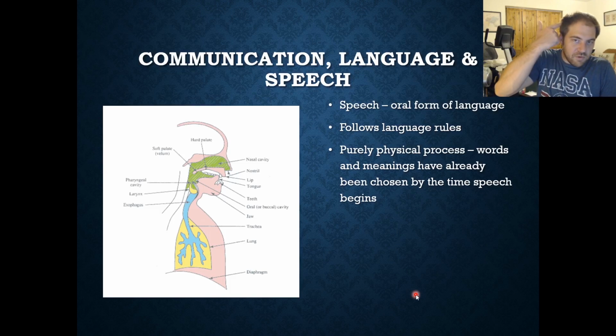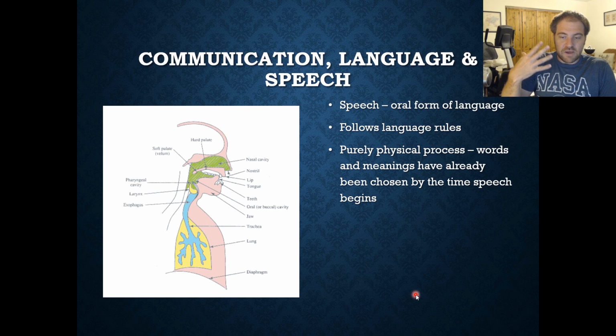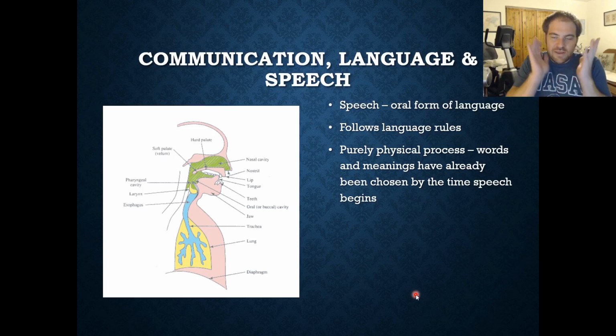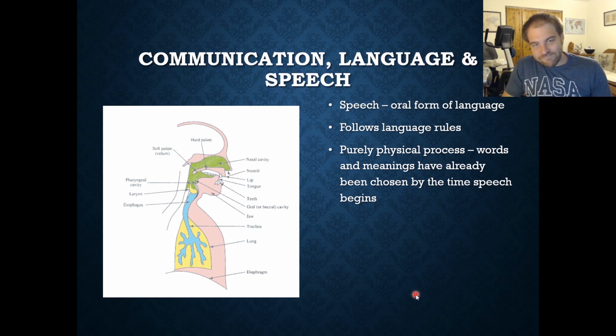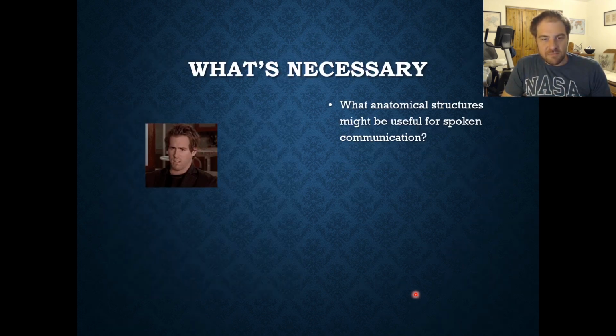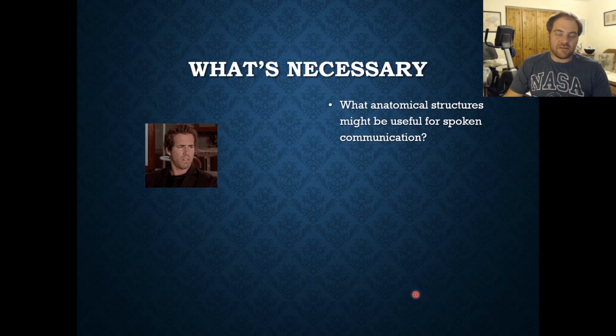Once the motor command is sent from the brain to the mouth and the other speech effectors, it's a physical thing. The meanings and everything are already chosen by the time the motor program gets to the muscles. So it becomes something different. So what's necessary for spoken communication?